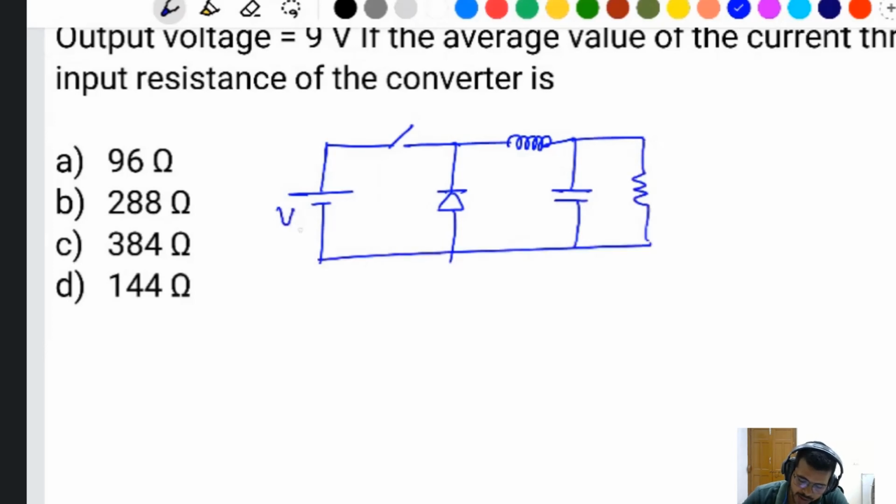This is the buck converter. Switch S, diode, and VL is the capacitor. So output resistance, output voltage, output current.